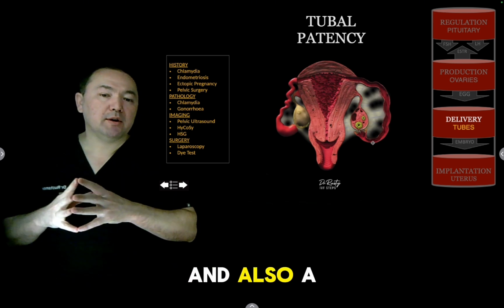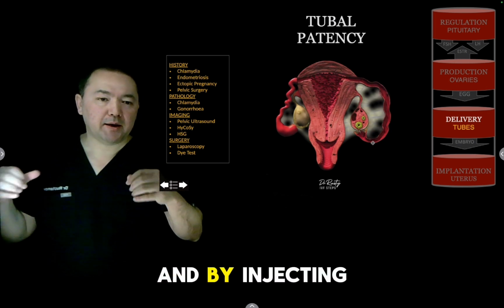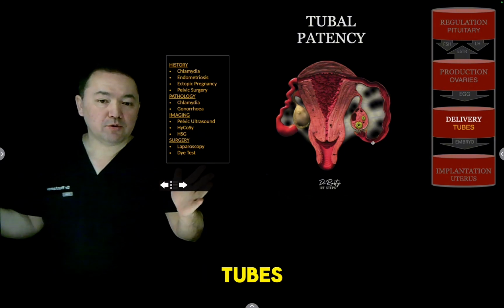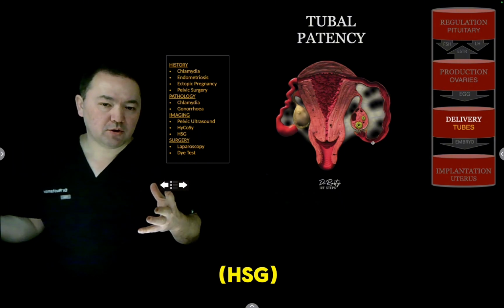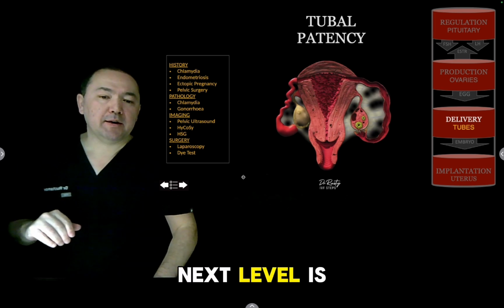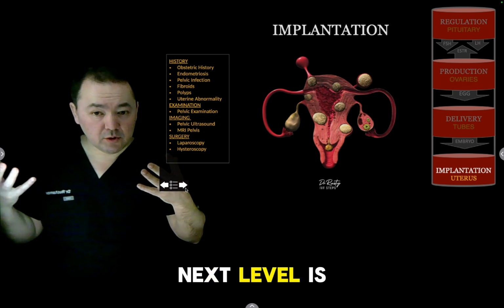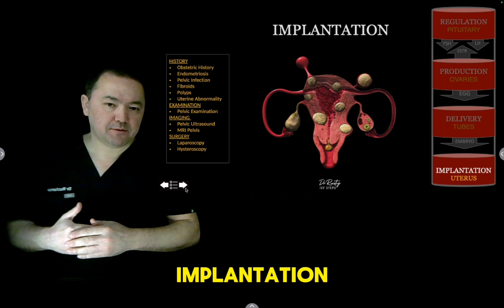Also, tubal patency can be checked using an ultrasound scan by injecting dye or fluid through the uterus into the fallopian tubes, called HyCoSy, or by an X-ray called hysterosalpingogram. So the next level is to check if you have any conditions which may reduce your chance of implantation.